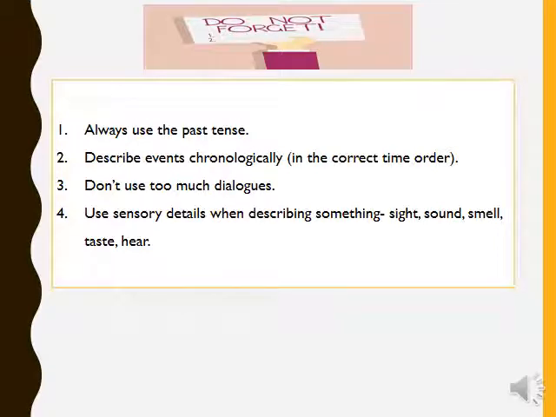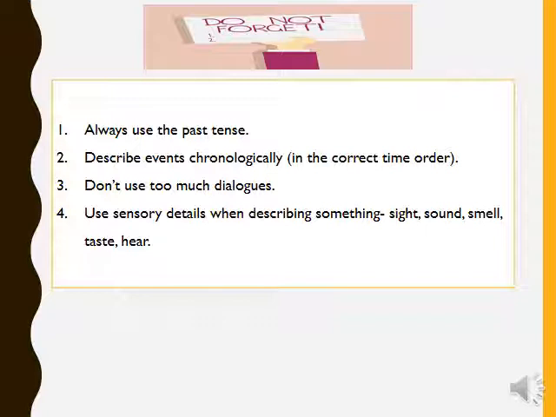Now, what I want you to remember and do not forget is, while narrating the story or in a narrative paragraph, you always use the past tense. You describe the events chronologically, or in the correct time order. What do we mean by the correct time order? It means from the beginning to the middle to the end. What happened first, what happened second, what happened next, what happened at the end. Don't use too much dialogue.